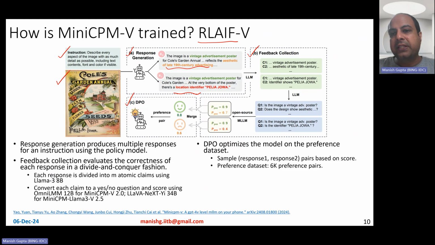For each response, you basically ask a Llama 3 8 billion model to divide it. Each response is very complicated, so you divide it into m different atomic claims. Okay, so you take the big response chunk, you divide it into m different claims, and these claims you try to validate using an LLM. So you basically ask the model, hey, is this claim true or not given the image? Okay. So this LLM is Omni LLM 12 billion for the V2 version of MiniCPM, and it is the LLaVA-NeXT Yi model for MiniCPM Llama 3.